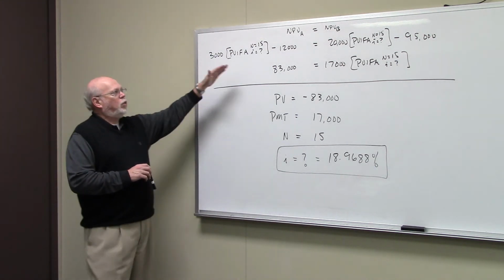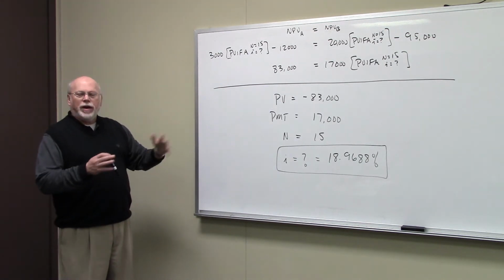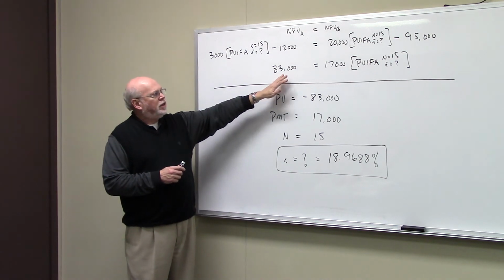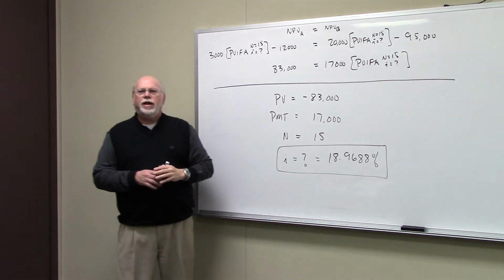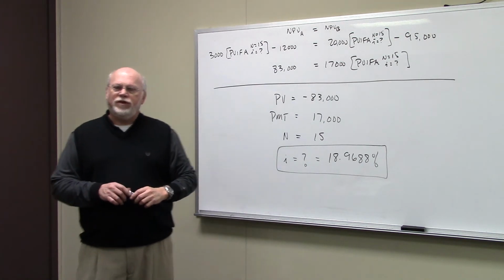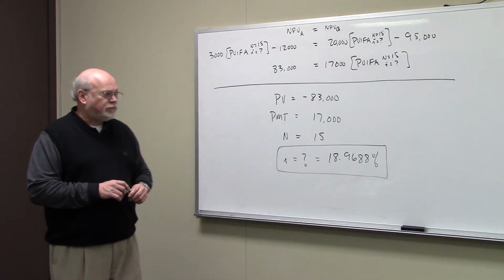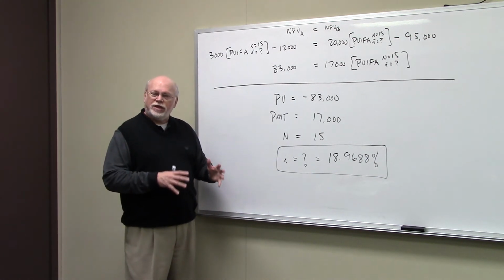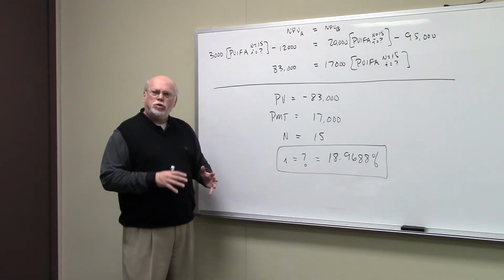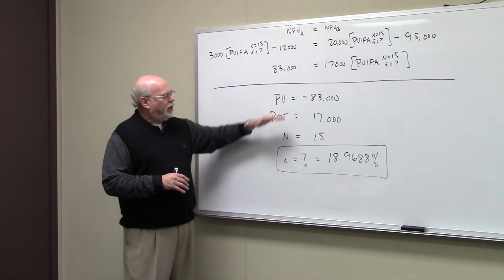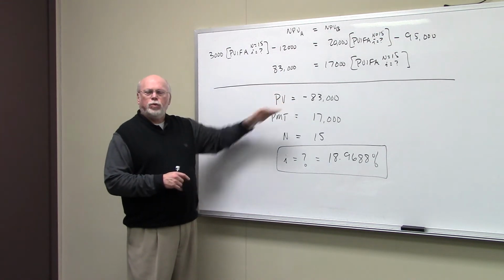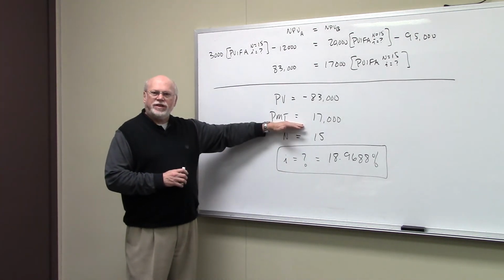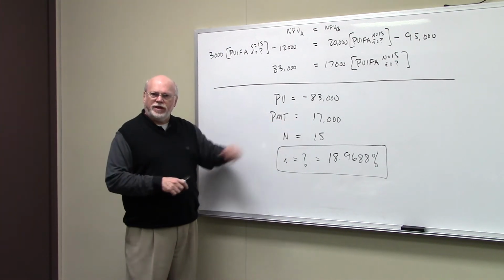Now, if we take this equation and simplify it, combining like terms, what you end up with is $83,000 equaling 17,000 times our PVIFA with N equal to 15 and I equal to something. In the notes I gave you, I showed you how you interpolate this if you want to work it by hand. Most of us would use a calculator. And what this is really telling us is: do we want to spend an extra $83,000 now in order to get $17,000 more every year for 15 years?